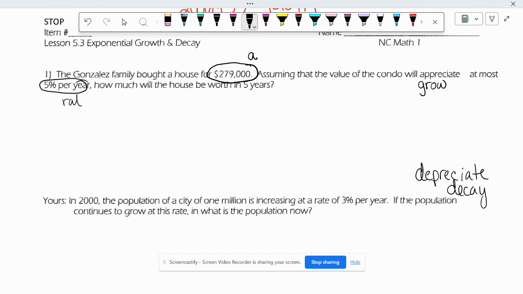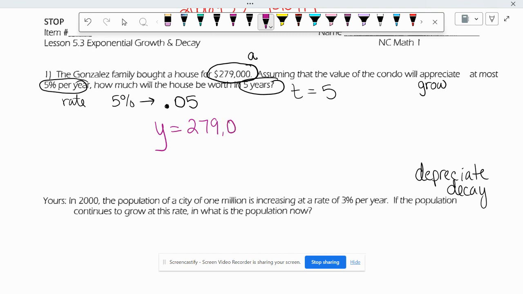This is my rate. So 5% turned into a decimal. Everybody, 0.05. Thank you. How much will the house be worth in 5 years? T equals 5. So let's plug this into an equation. So let's see. Y equals 279,000. Since it's growth, it's going to be 1 plus 0.05 to the power of 5. So you can put all of that in your calculator at one time.